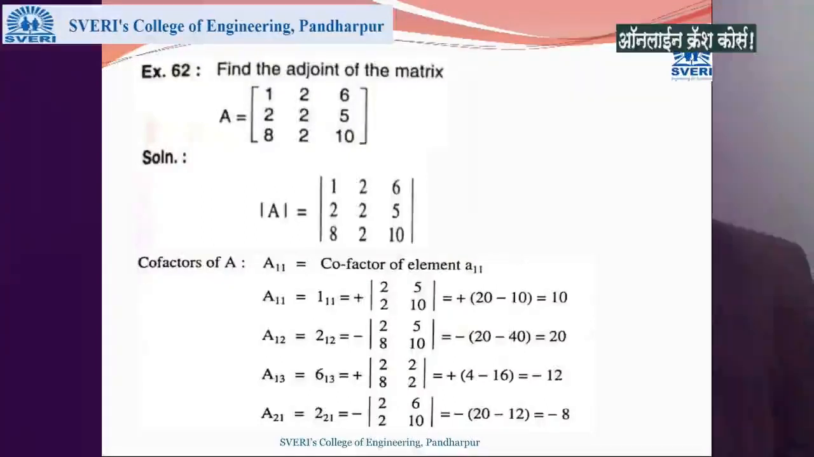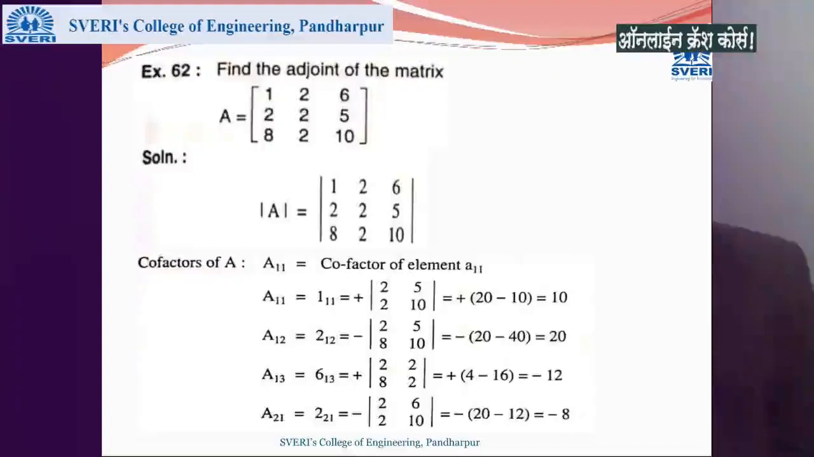How to get those cofactors? Look at this. Here I have given a simple procedure to find the cofactor of A11. A11 is the position of that element. Here this 1, 1 shows row and column. 1 is in the place of first row and first column. If you are taking 2, 2 is in the place of first row and second column. Got it? So here we are finding the cofactors of elements like this.